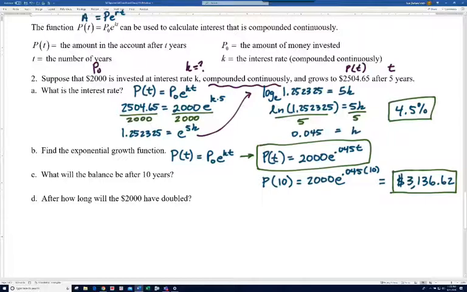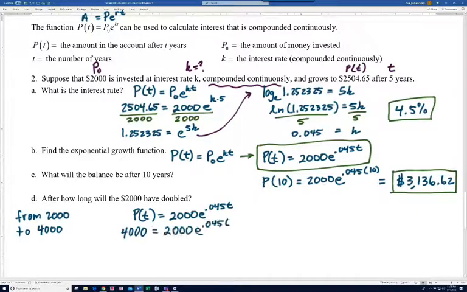Let's look at D here. It says after how long will the $2,000 have doubled? Well, if our money is going to double, it's going to go from $2,000 to $4,000. So let's go ahead and write down our function, and let's put in 4,000 for P of t. And so this is again very similar to the equations we've been solving. We want to divide both sides by 2,000. And we get 2 is equal to e to the 0.045t.